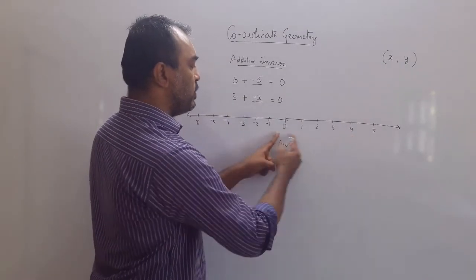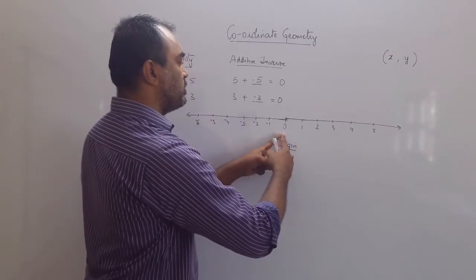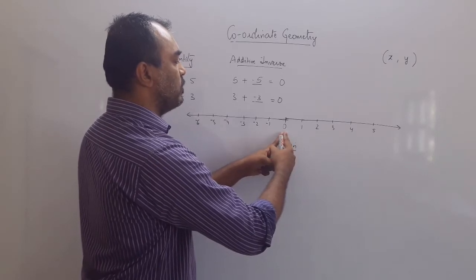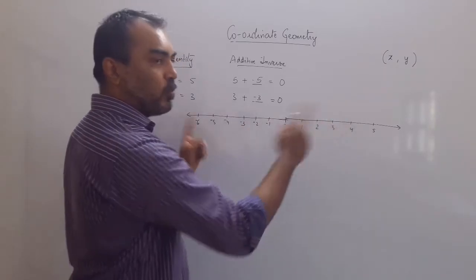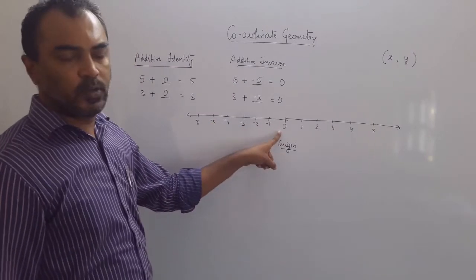Because when you add them, you get 0. 5 and -5 is additive inverse. Add them, you get 0. 2 and -2 is an additive inverse. Add them and you get 0. So, these two numbers on the opposite side are additive inverse of each other, which gives us a 0.